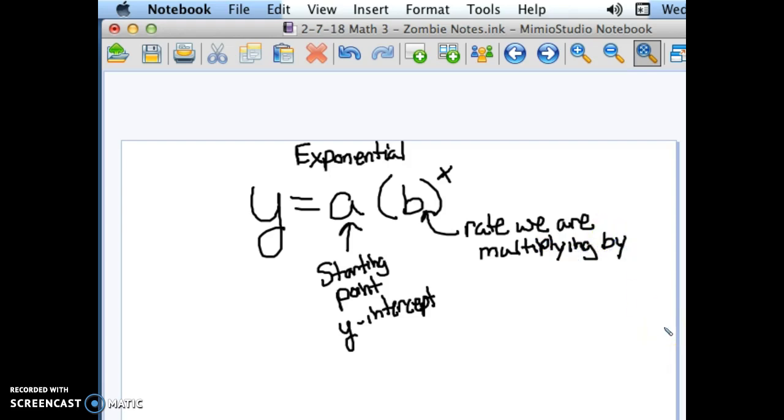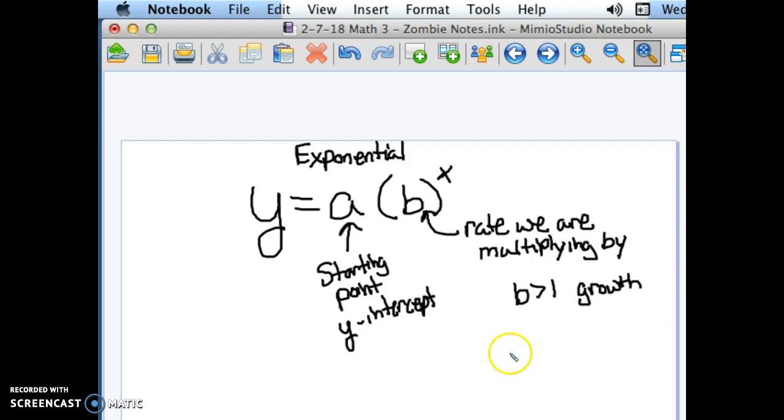Now, in the case of the zombies overtaking everything, we're multiplying by 3, which is a number greater than 1. Anytime b is greater than 1, we will see growth. We will see exponential growth. That means that function is going to shoot to the sky.